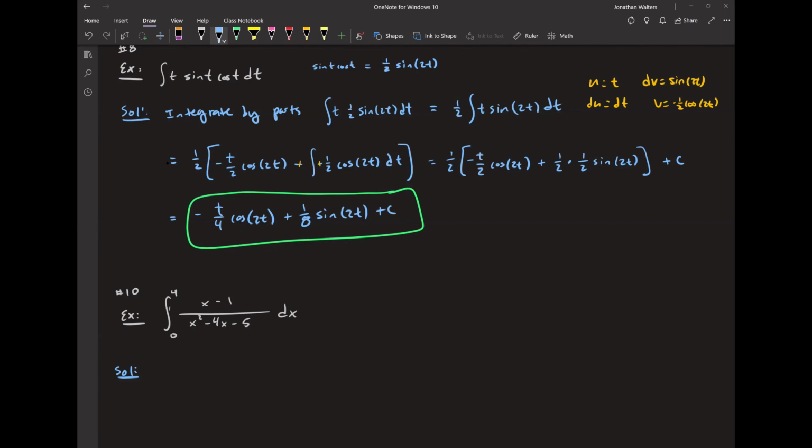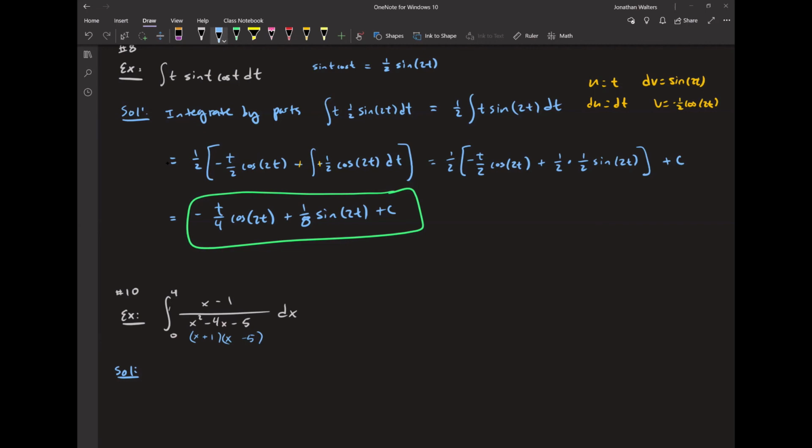And the top is not a multiple of 2x minus 4. It's just x minus 1. It would have to be x minus 2 in the top if it was going to be a multiple of 2x minus 4. So it's not going to work for u sub, at least not an easy u sub. So I'm going to try to factor this denominator, see what it factors as. X minus 5, x plus 1. Those are my factors.